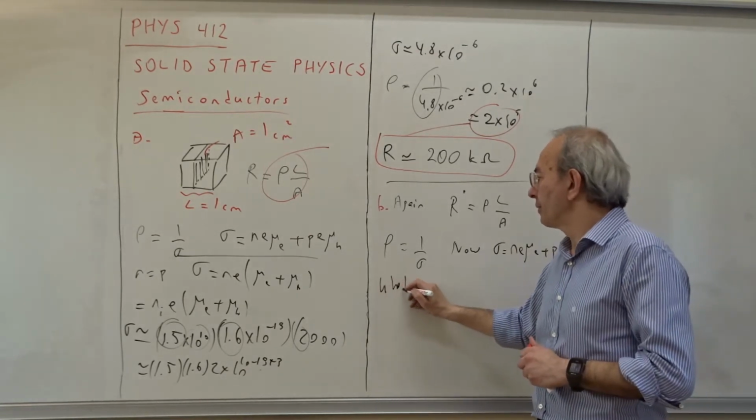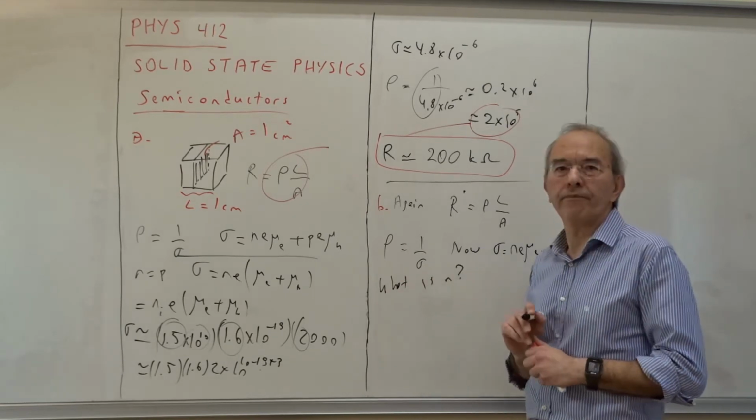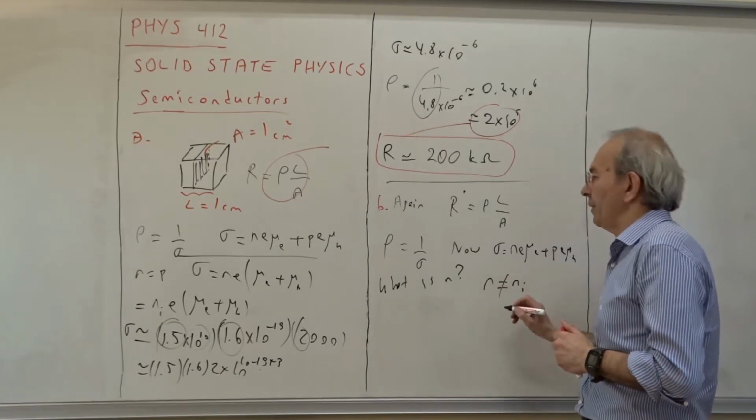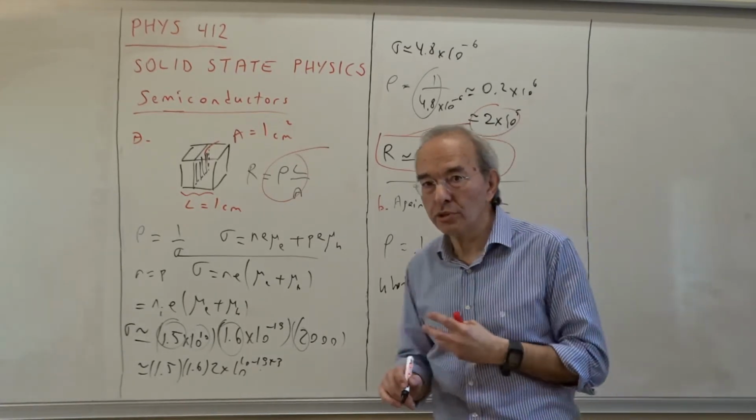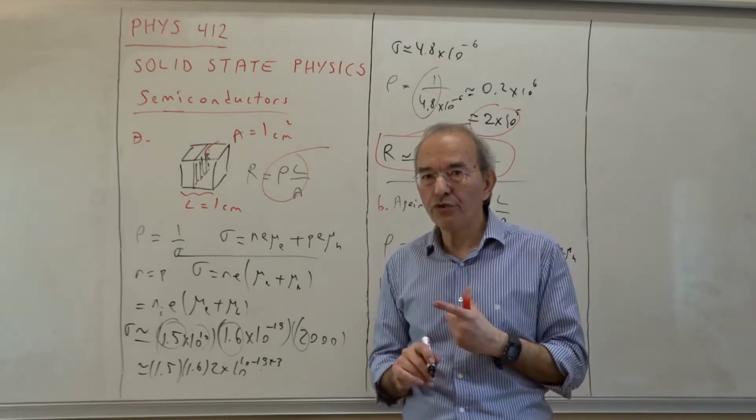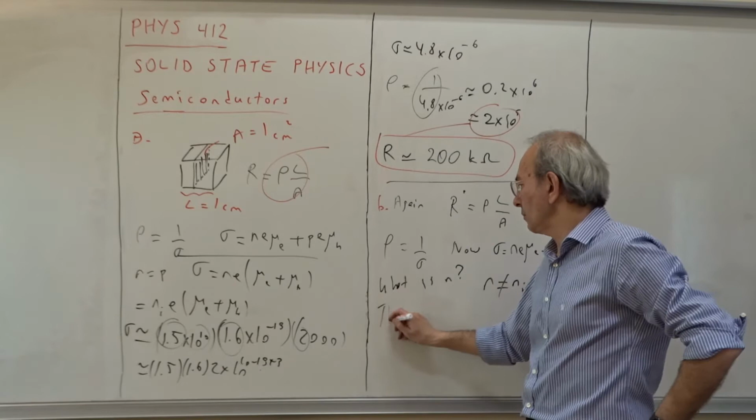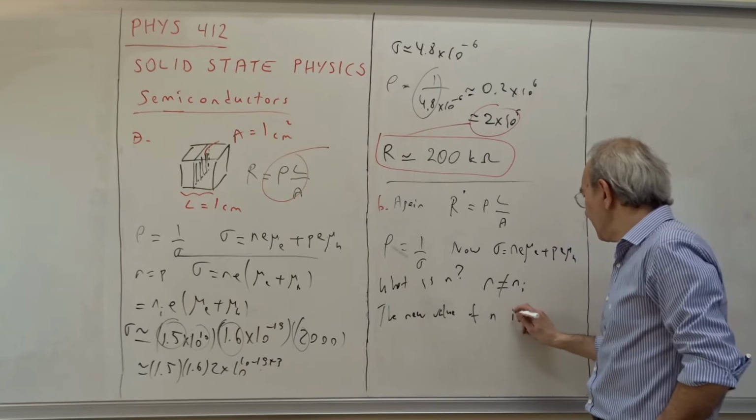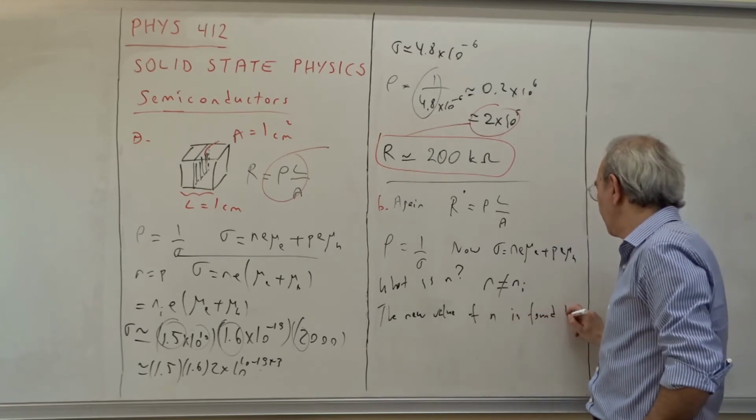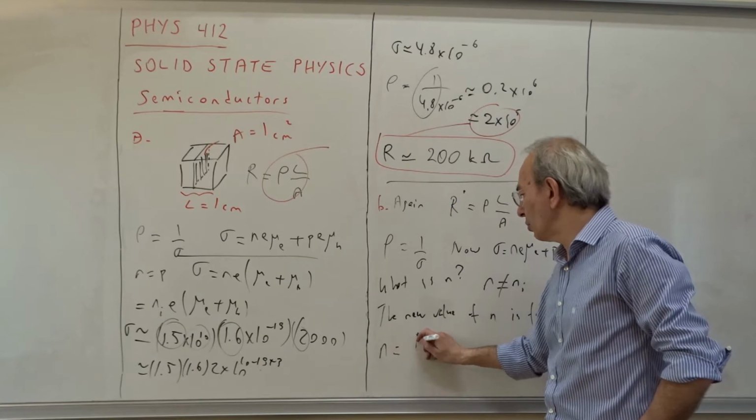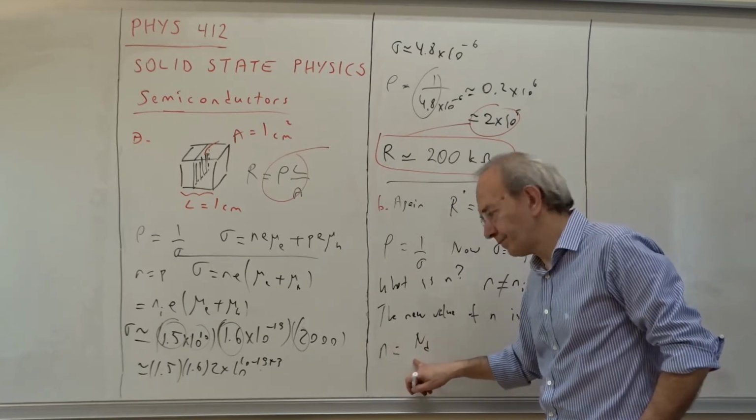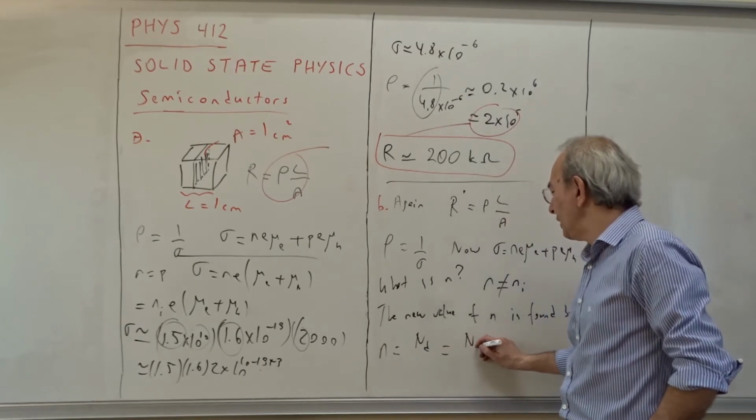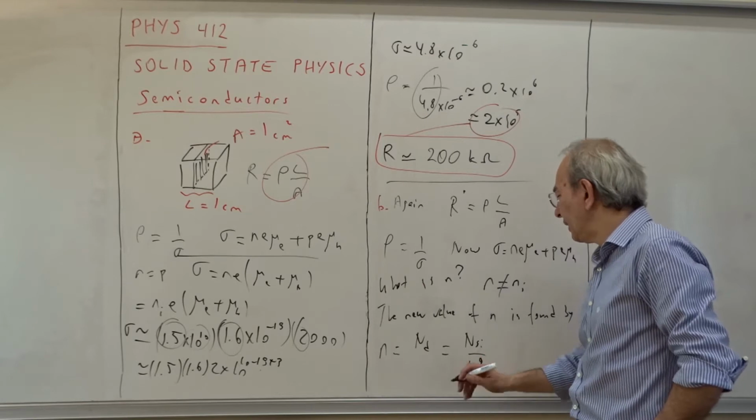What is N? N is not Ni anymore. N is not Ni now, because this is not a pure sample. What is the new value of N? The new value of N is found by N equal to the number of donor atoms, and that number of donor atoms is N silicon divided by 10 to the 9.